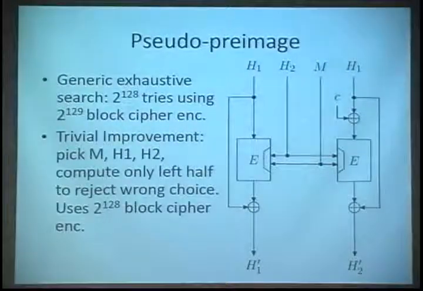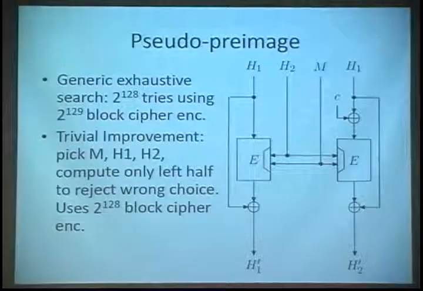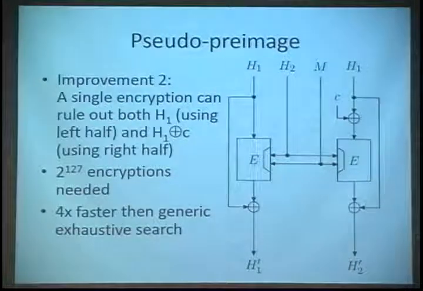We have a slight improvement on the pseudo-preimage. This is, given an output, can we find inputs that produce this output? The trivial algorithm is, of course, you just try H1, H2, and M values until you hit the right result. The first really trivial improvement is you only compute the left half, and you reject if H1 prime doesn't match, and that gets you twice as fast as the completely generic attack.